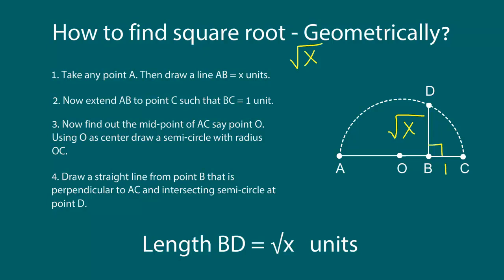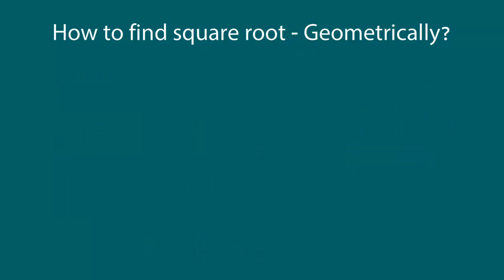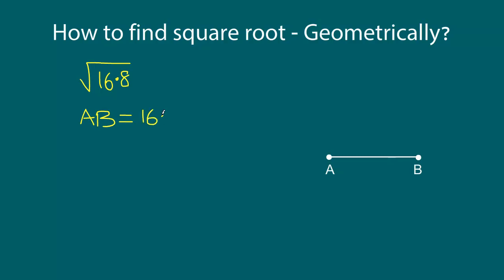So let's take probably one final example. So say we want to find out, let's make it a little bit different. Let's say we want to find out maybe square root of 16.8. I'm just randomly writing some real numbers here. Say this is what we want to find out. So how are we going to solve this? Well, we are going to draw AB such that the length AB will be 16.8.